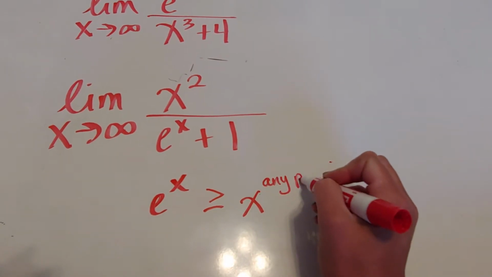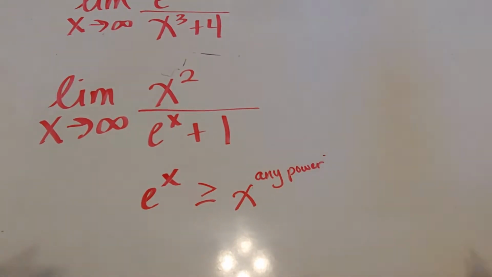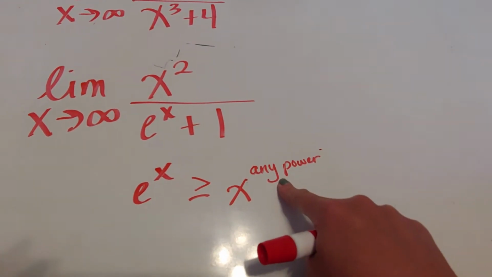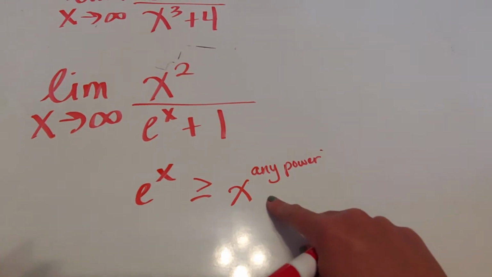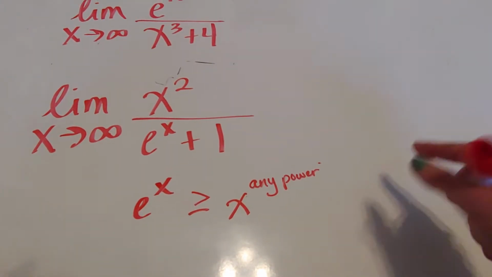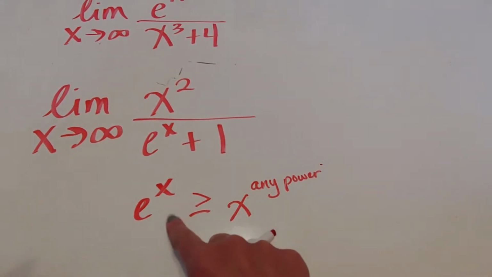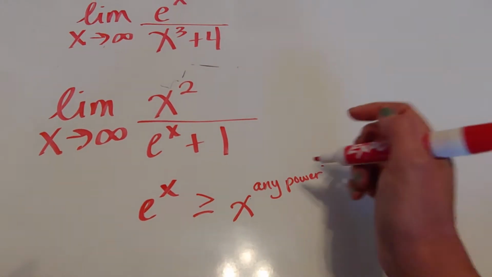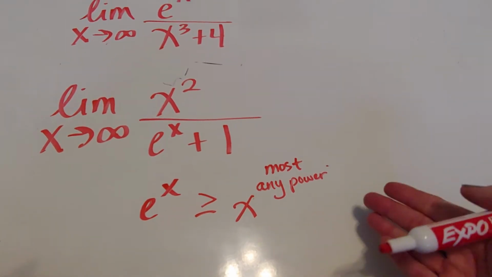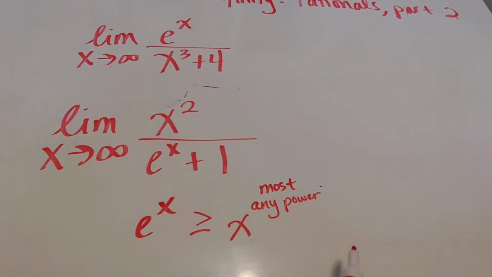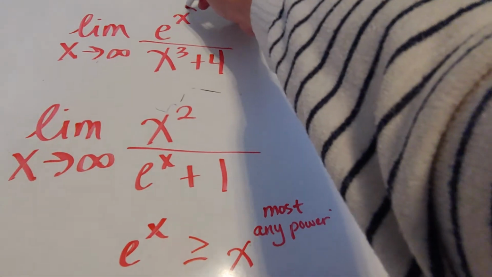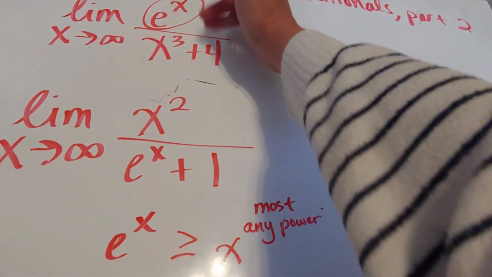Now, when I say almost any power, it's because if this was e to the x and this was x to the 1,000th, okay, then this guy's winning. But most of the time, we're going to be looking at things like x squared, x cubed, x to the 4th, x to the 5th, those kinds of things, and e to the x is still going to grow faster than those guys, okay? So I'm going to write most any powers, okay? So anything that we're going to touch, okay? So what's happening then, if you know this fact, is that this function is winning this battle.